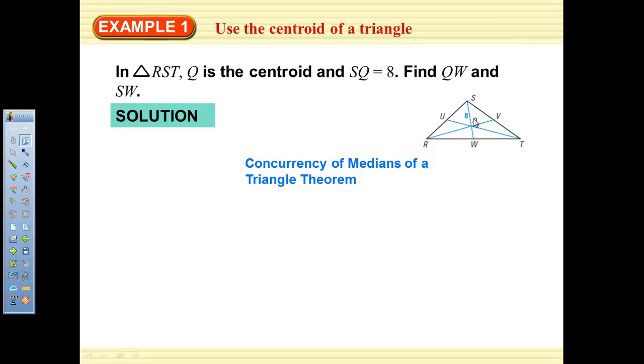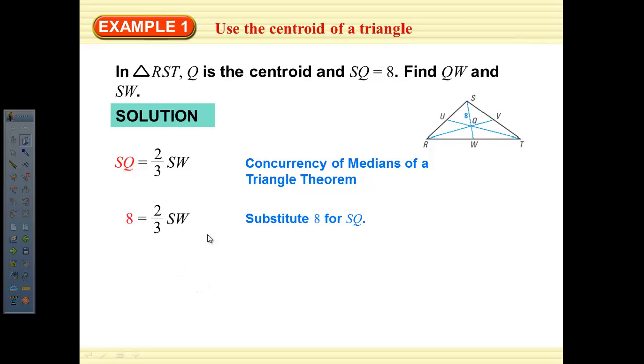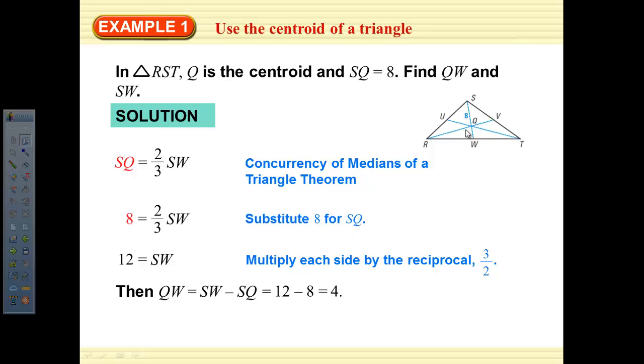First of all, we know that SQ is equal to 2/3 of the whole length SW. So SQ equals 2/3 SW. We plug in 8 for SQ, and we multiply both sides by the reciprocal, which is 3/2. We get SW equals 12. To find QW, we know the whole thing is 12. We know SQ is equal to 8, so we just subtract the two to get QW equals 4. I think my way is a little bit quicker and a little bit easier.